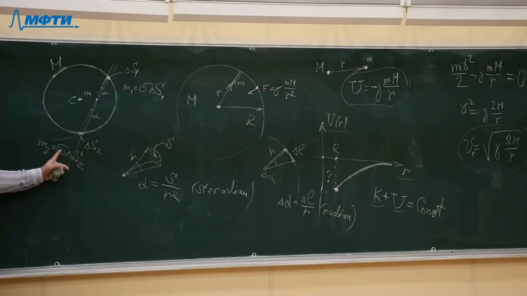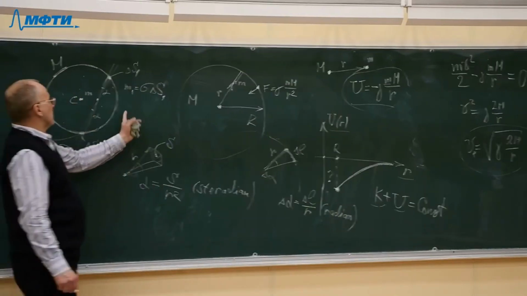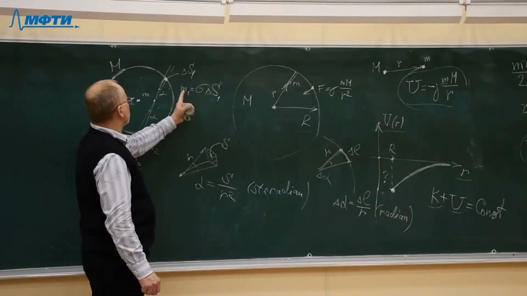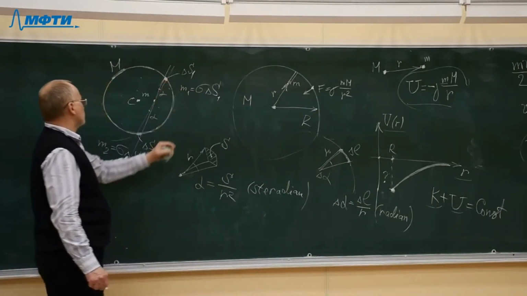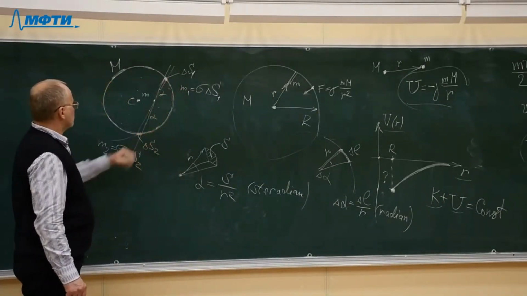By the way, this is the definition of surface density. What is the surface density? It is the mass in kilograms of a single square meter of the surface area. So this is the definition of surface density, and we use this definition to find the mass of this part of the surface area and this part of the surface area.